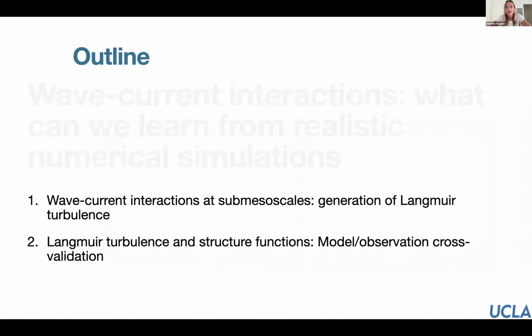This is a raw outline of what I'm going to talk about. In the first part, I'm going to talk about simulations that I do with ROMS and how we can take into account wave current interaction in them and how they modify the submesoscale in particular. And we're going to talk about how they can, in some cases, generate Langmuir turbulence. In the second part, and that's the part that is very recent, I'm going to show you some very first preliminary cross-validation of observation with those models, and especially in the context of Langmuir turbulence by the means of structure function.